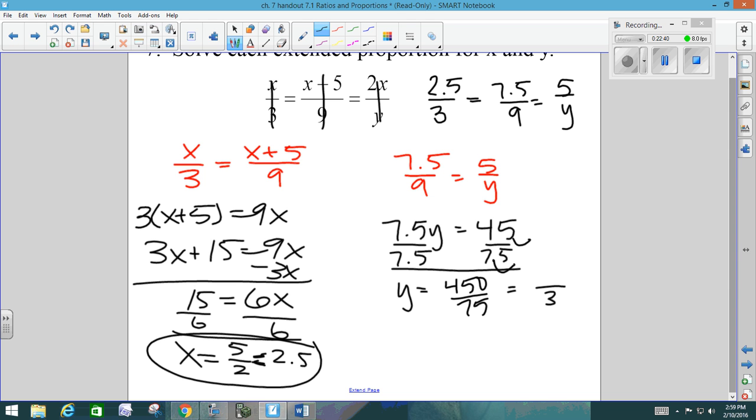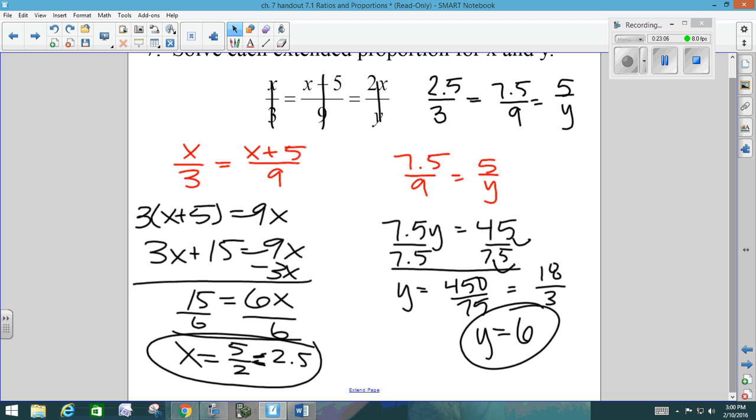How many quarters does it take to make $4.50? 4 times 4? Awesome. And what's 18 divided by 3? 6. Good. And those of you that have a calculator, I'm sure you already had it because you just punched 45 divided by 7.5 in.